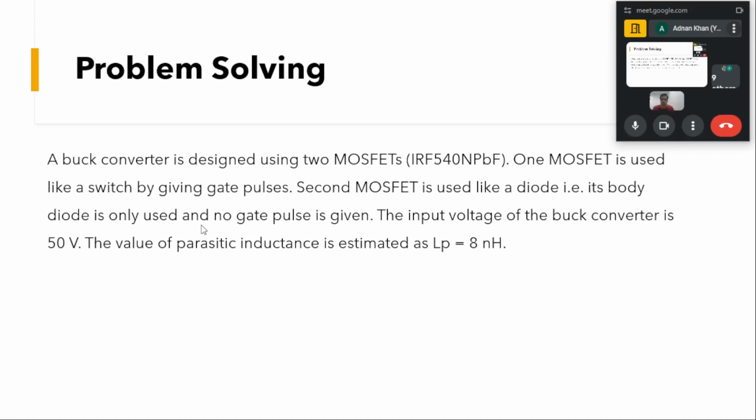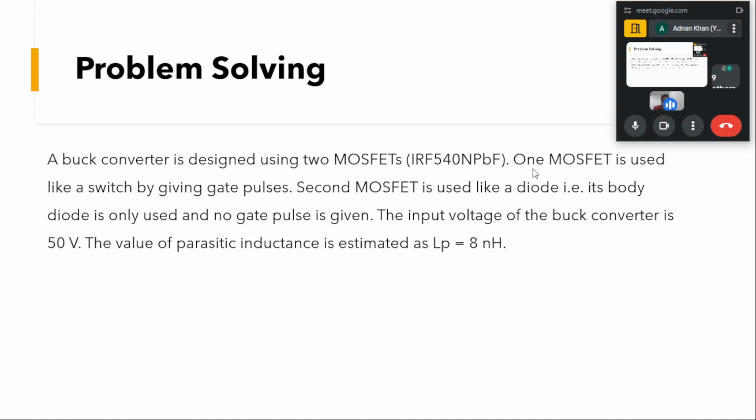Yes, sir. So coming to the problem solving session, the problem that we are going to discuss here is: a buck converter is designed using two MOSFETs. Instead of a diode, we have another MOSFET here, sort of a synchronous buck converter, and the part number of the MOSFET is given, that is IRF 540 N PBF, and if you search this, you can get the data sheet of this device.